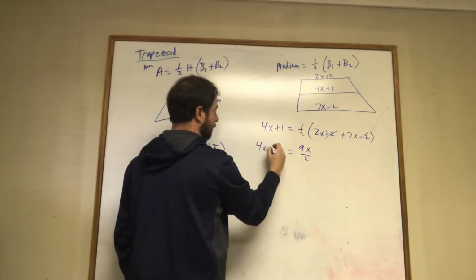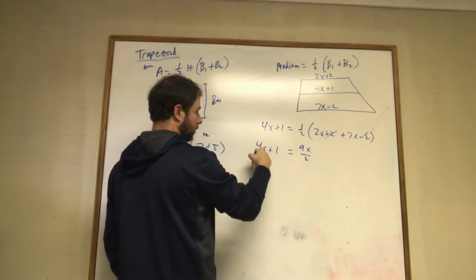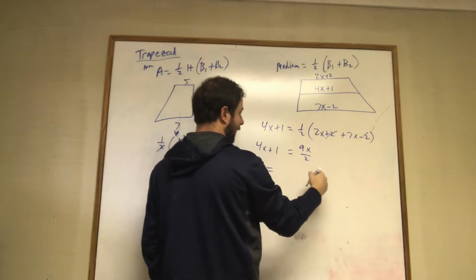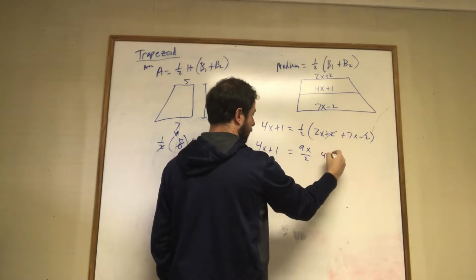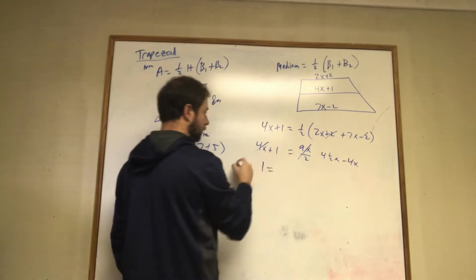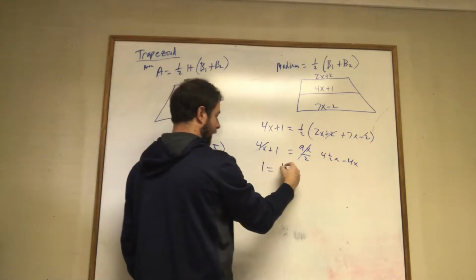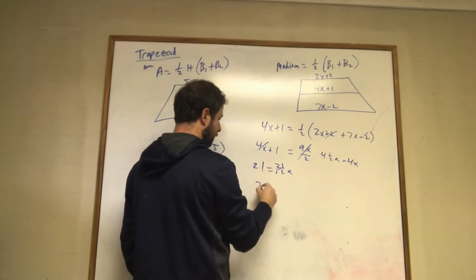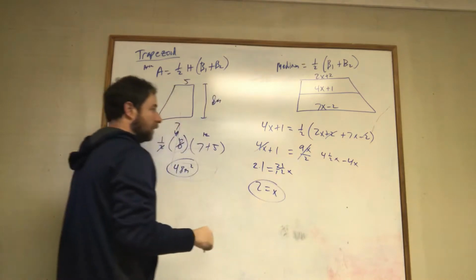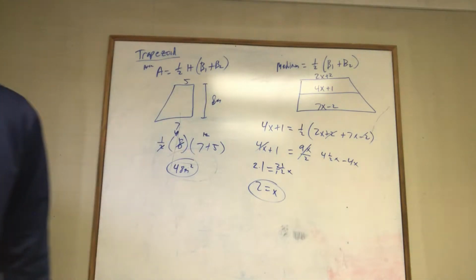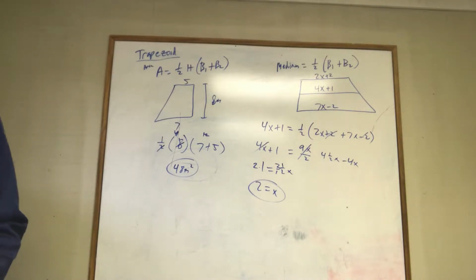equals 4x plus 1. Let's bring the 4x over here. So 1 equals 4x. Now 9 halves x is the same as 4.5x. So 4.5x minus 4x, we'll bring that to the other side. So we have a half x, multiply both sides times 2. So 2 equals x. So we didn't exactly solve for the median, but we did solve for x by using the formula of how to solve for the median.